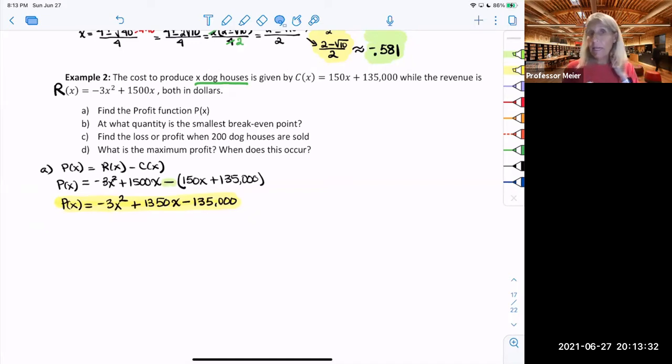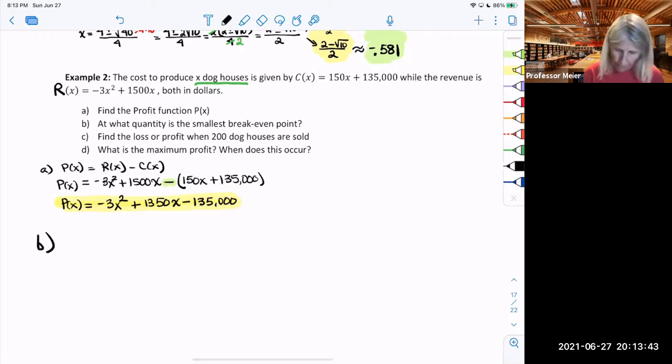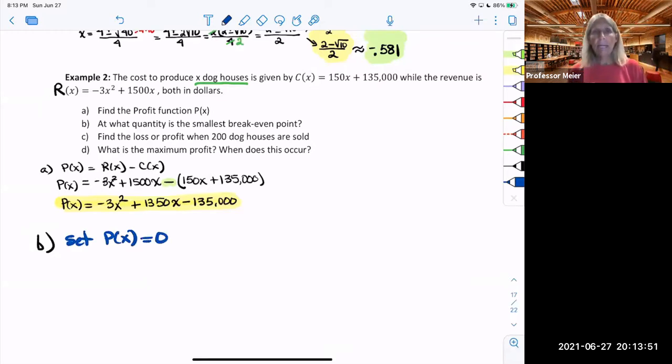All right, part B says, what quantity is the smallest break-even point? Okay, we've talked about break-even before. You can find break-even, probably the easiest way, by setting the profit equal to 0. So that's what we're going to start with here. So if we want break-even, what we're going to do is set our profit function equal to 0, and that's going to find breaking even.